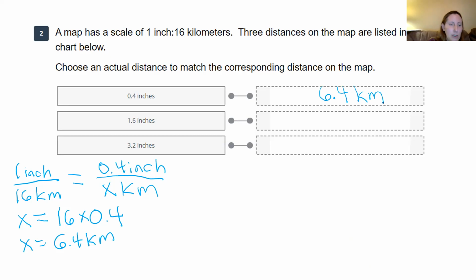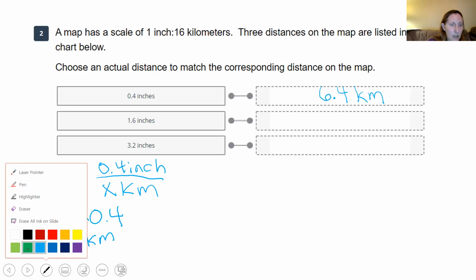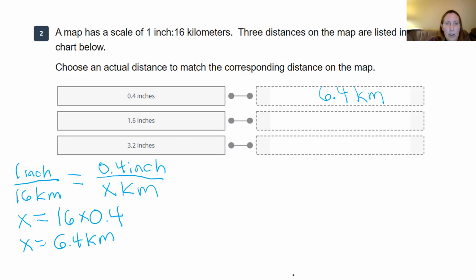Okay, so let's try setting up the next one, and I'm going to change the color. How about to green this time? Okay, and so if 1 inch equals 16 kilometers, right? Then 1.6 inches equals x kilometers. How many kilometers, right?